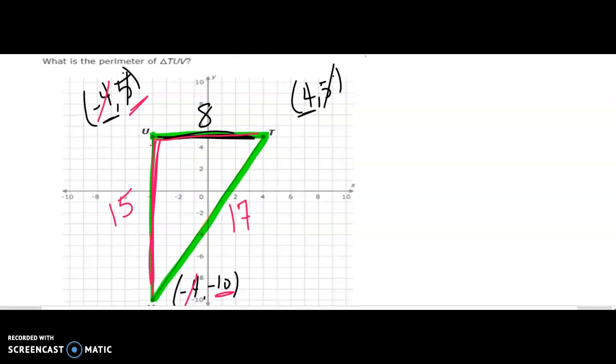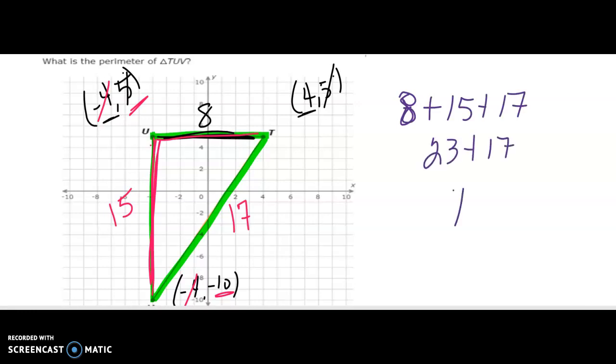So what is the perimeter? The perimeter is 8. That's the nastiest 8 I've ever written. Plus 15 plus 17. So 23 plus 17. 40 units long.